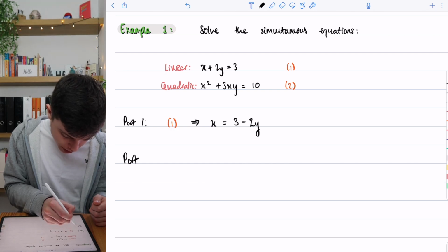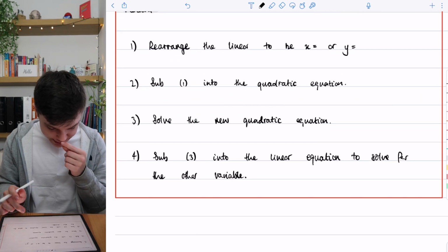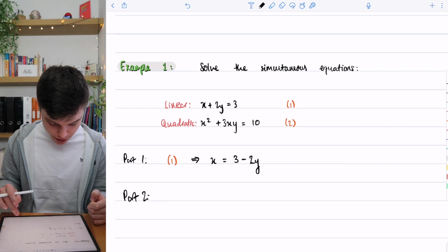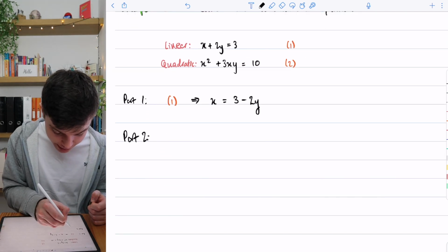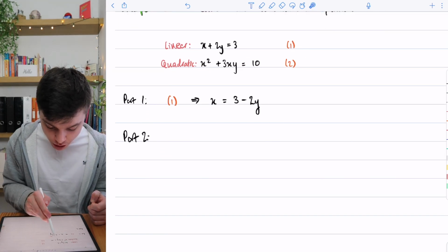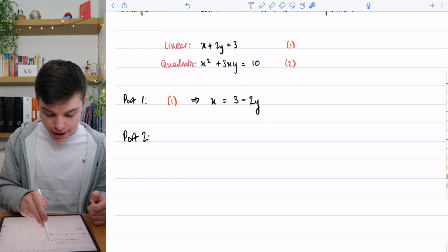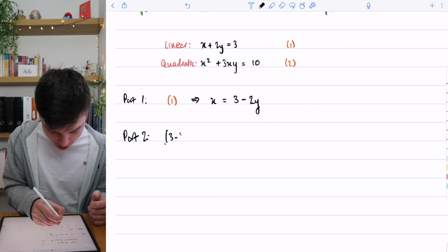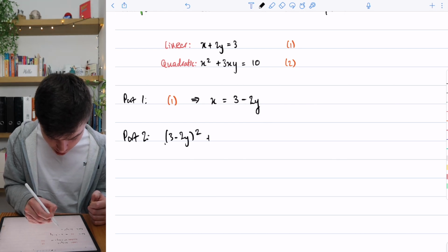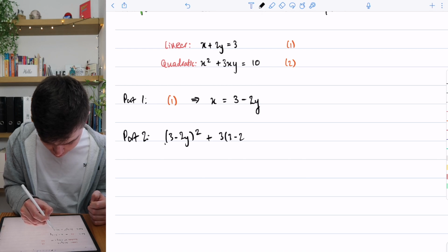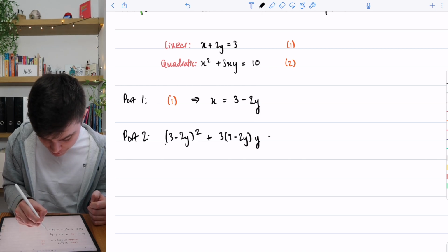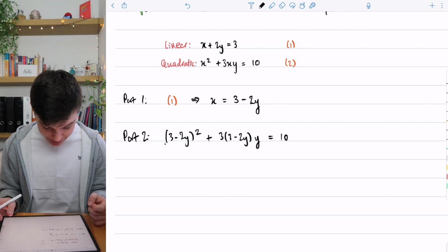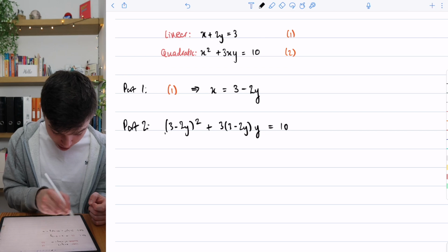Part 2, what does part 2 of the method tell me? It says substitute what we found in part 1 into our quadratic equation. So let's do that. Every time I see an x, I'm going to replace it with 3 minus 2y. So I'm going to have 3 minus 2y squared plus 3 times 3 minus 2y times y is equal to 10.